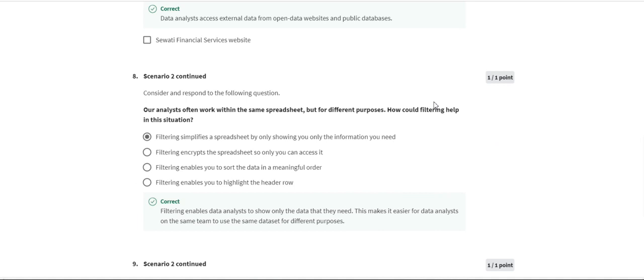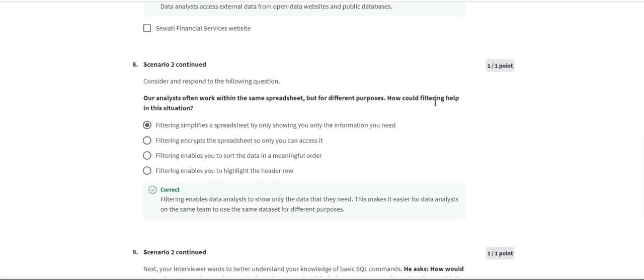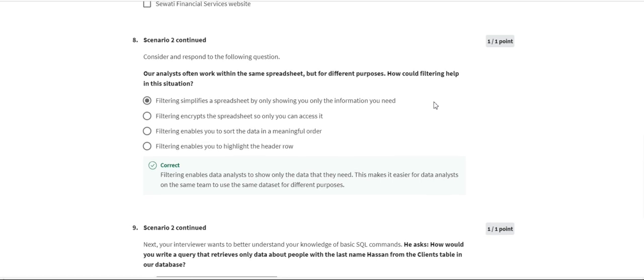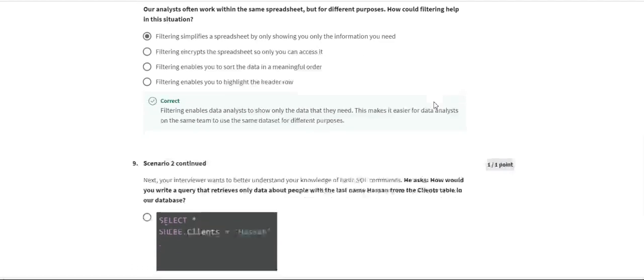Our analysts often work within the same spreadsheet, but for different purposes. How could filtering help in our situation? Filtering simplifies a spreadsheet by showing you only the information you need. As filtering works, it filters out the data that you don't want to see. This is a great way to visualize the data and understand it.